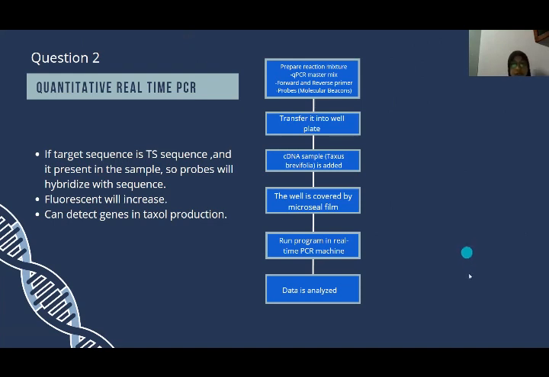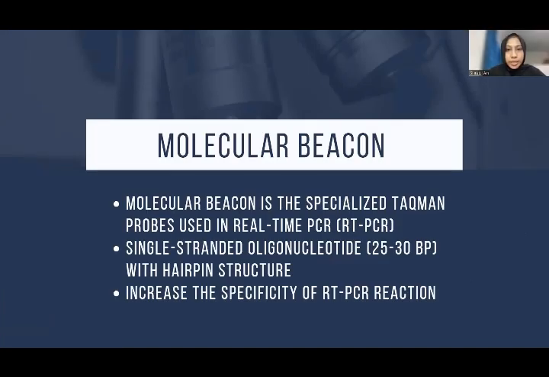Hence, it can be used for detection of genes involved in Taxol production. Next, I will explain the molecular beacon. Basically, a molecular beacon is a single-stranded oligonucleotide in the form of a hairpin structure, and its function is to increase the specificity of the real-time PCR.